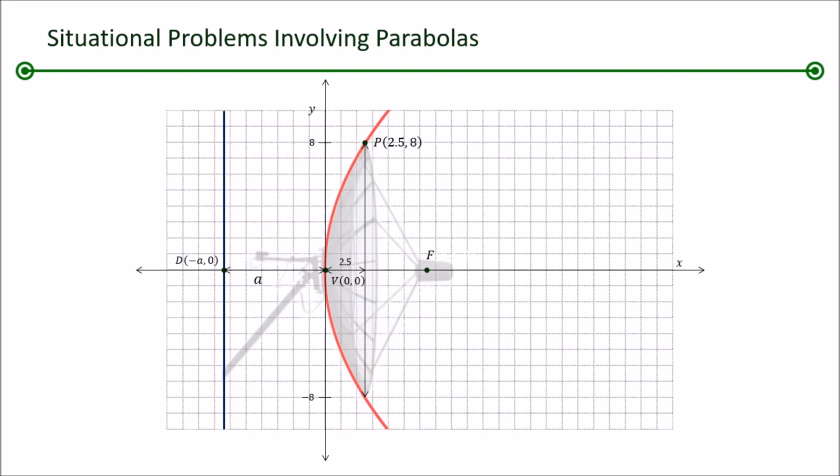Now, from the standard equation for a parabola which opens to the right, we have y squared equals 4ax. We plug in the coordinates of point P in this equation to solve for a. That becomes 8 squared equals 4a times 2.5. Solving for a, we have 8 squared over 4 times 2.5. That would be about 6.4 feet. Therefore, the distance from the directrix to the vertex would be 6.4 feet, and the distance from the vertex to the focus would also be 6.4 feet.